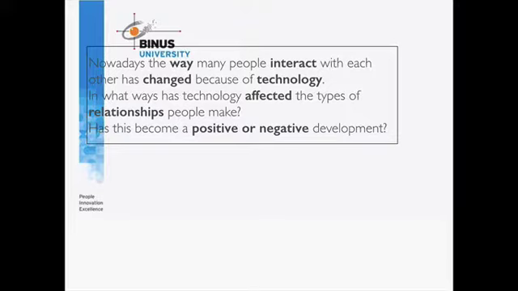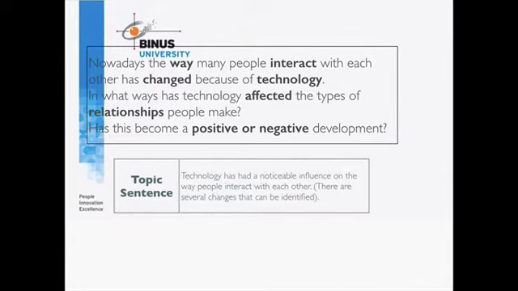So you can see that the first thing, as always, is to make sure you are aware of the key words here. And in this particular question, there are 2 points. In what ways has technology affected the types of relationships people make? And has this become a positive or negative development? So these will be your 2 main paragraphs. One paragraph answers the first question, and then the other paragraph answers the second question. So the first thing to do is to look at topic sentences.